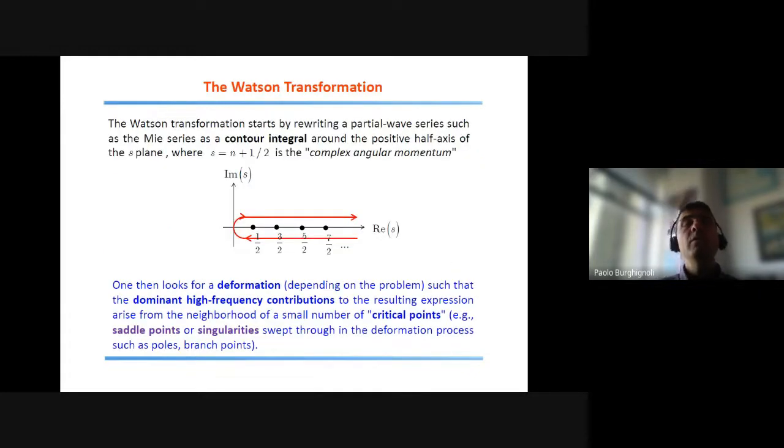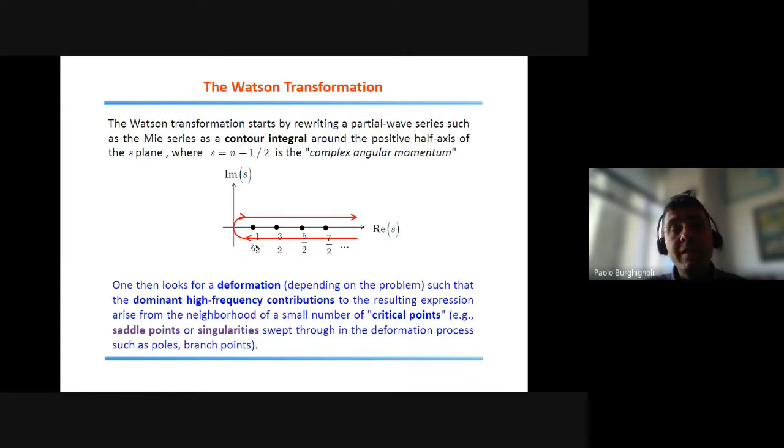Now, as we saw in the previous lesson, the Mie series, the partial wave expansion, is not convenient because you need to sum a huge number of terms. However, by employing the residue theorem in a sort of reverse fashion, you can represent the same series as a contour integral, for example, the one that is represented here in this complex plane of the S variable, which is known as the complex angular momentum variable.